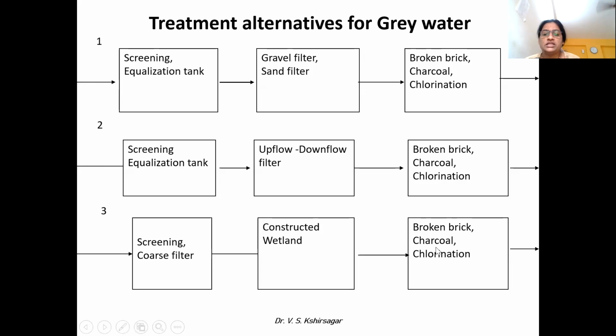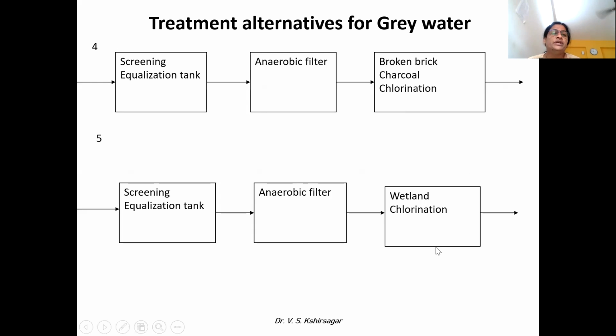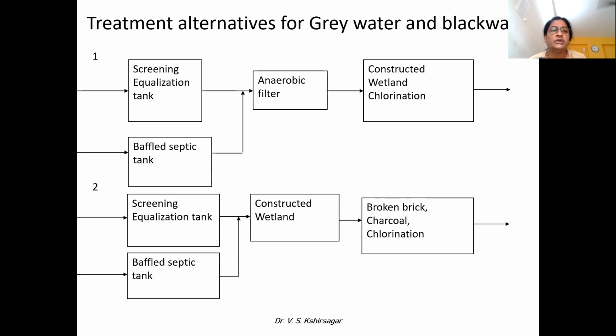Then broken brick, charcoal, and chlorination is the common step. Then the fourth step is screening, equalization tank, anaerobic filter, broken brick, charcoal, chlorination. Anaerobic filter means the anaerobic treatment process we discussed at the start of this chapter. Then screening, equalization tank, anaerobic filter, wetland, chlorination. So instead of passing the water through the bricks and charcoal layer after anaerobic treatment, we can allow it to pass through the wetland. It will improve the efficiency of treatment of that particular wastewater or gray water.